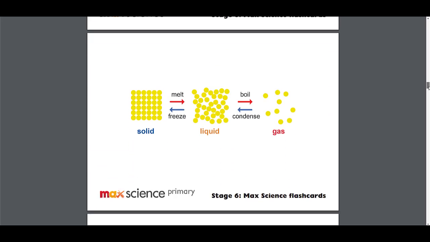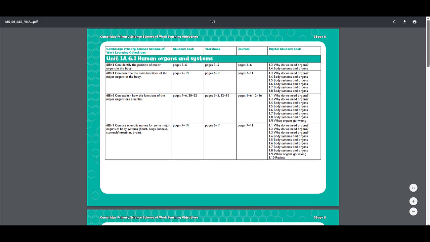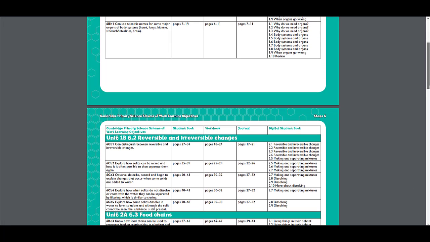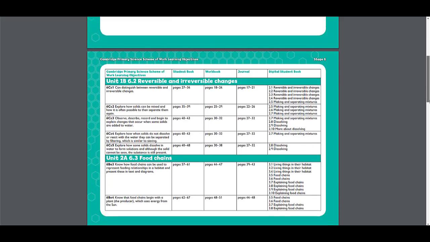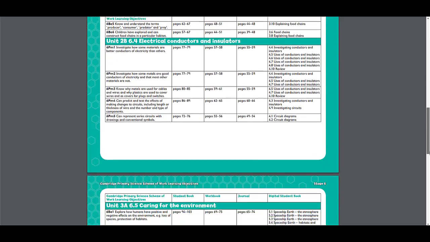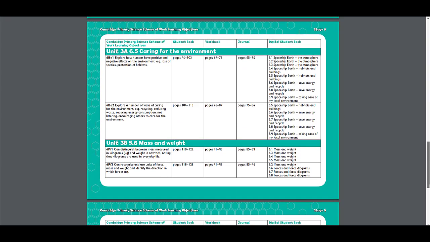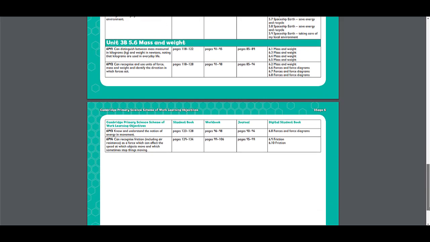The Scope and Sequence provides an accurate mapping of all components of Max Science Primary to the Cambridge International Primary Curriculum. This will help when it comes to short-term and medium-term planning and getting the most out of the Max Science Primary series.